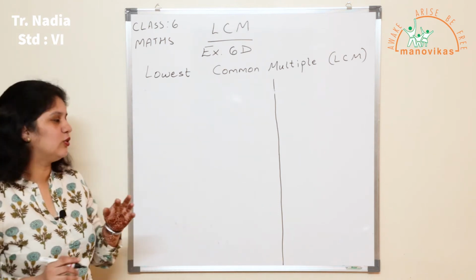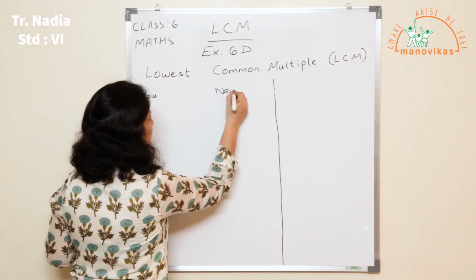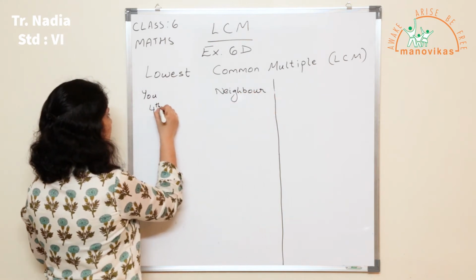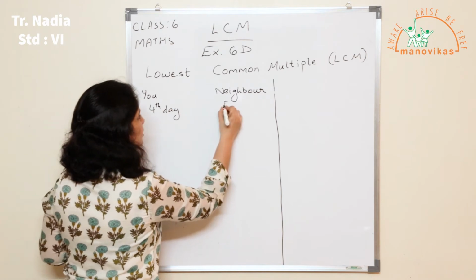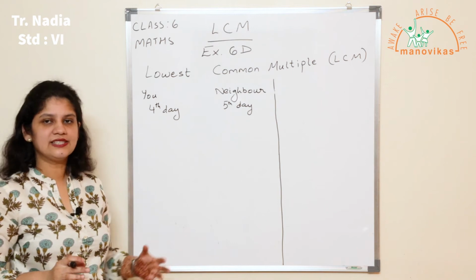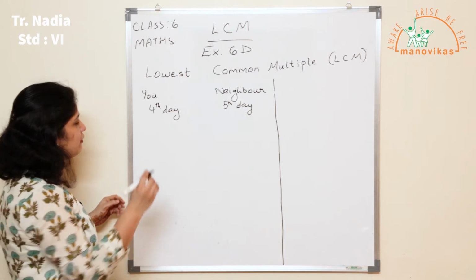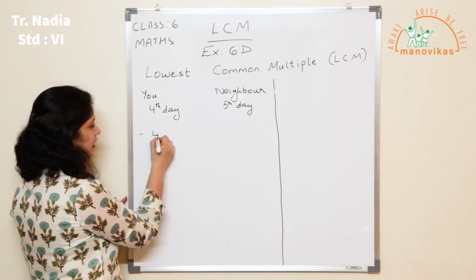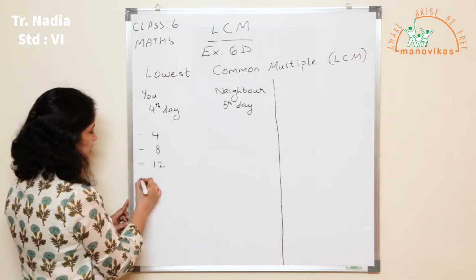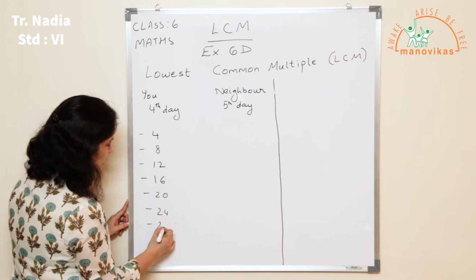Alright, so let us see. Say this is you and this is your neighbor. You visit on every 4th day. Your neighbor visits on every 5th day. So let us see when in the month for the first time you will happen to meet each other in the supermarket. That means if you are going to the supermarket on the 4th of the month, next you'll be going on the 8th, 12th, 16th, 20th, 24th, 28th and so on.